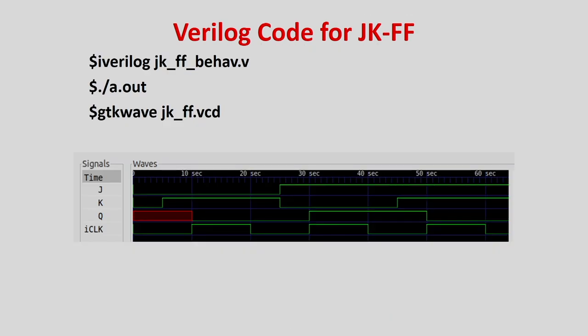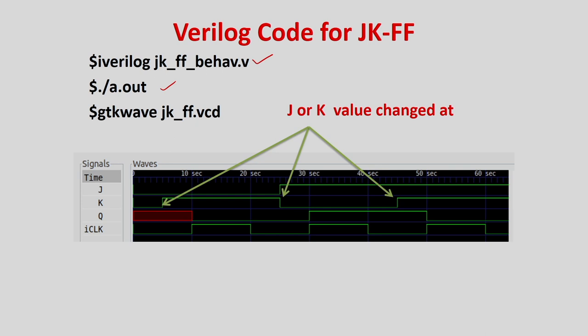If we compile and run the code, this is the compilation of the JK flip flop and this is running the code. Then we will get a waveform like this, and clearly from the waveform we can see that the J and K values changed here. But what we are getting is that whenever the value of J and K changes, the output does not change immediately. The output changes at this place: earlier it was Z, unknown, and now it changed to 0. At this point it got changed.